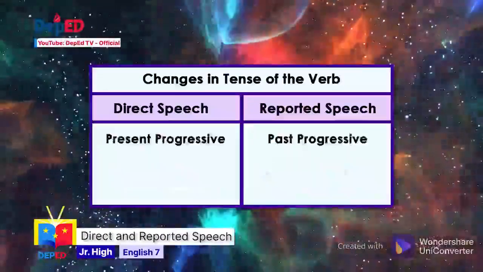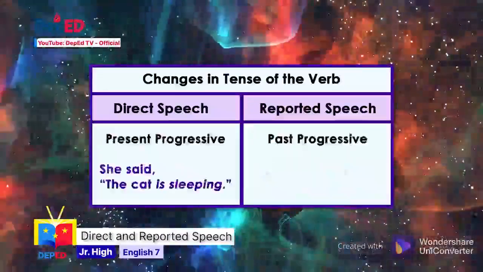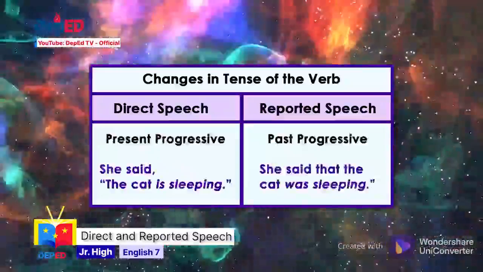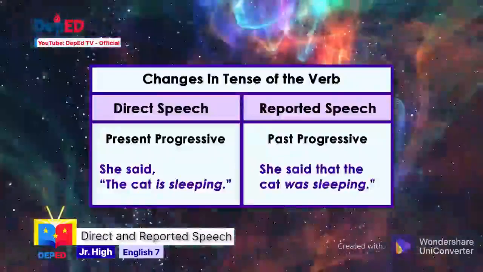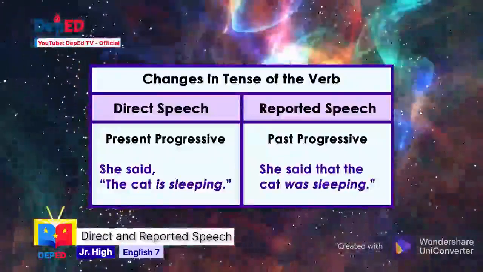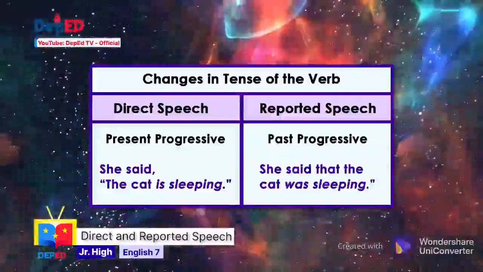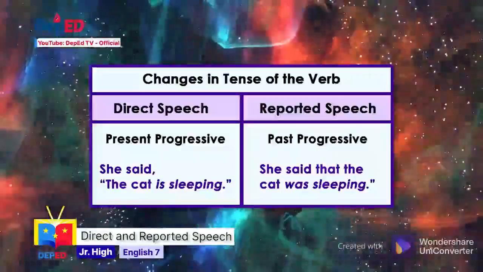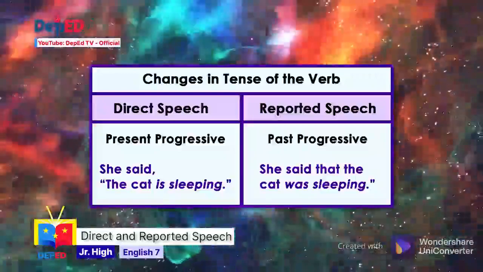Present progressive: She said, "The cat is sleeping." Past progressive: She said that the cat was sleeping. In direct speech, the verb is sleeping is in its present progressive tense. In reported speech, the verb becomes was sleeping, which is in its past progressive tense.